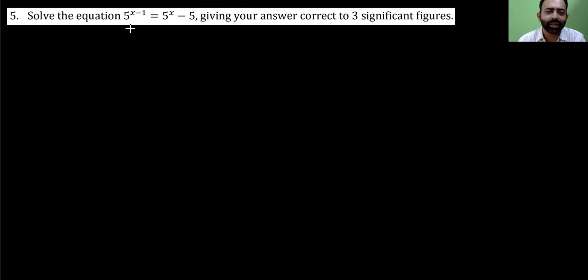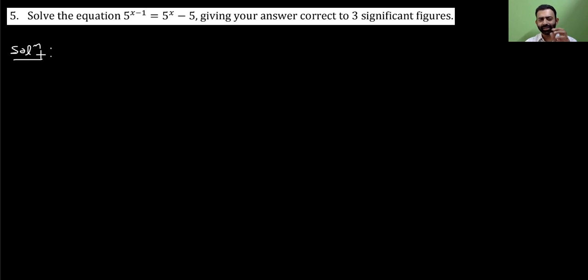Solve the equation 5 raised to power x minus 1 is equal to 5 raised to power x minus 5, giving your answer correct to 3 significant figures. So let us quickly solve this. As you can see here, in the exponent we have the variable, so the variable will come to the base, right? You will pull this variable down only by applying the log, right?